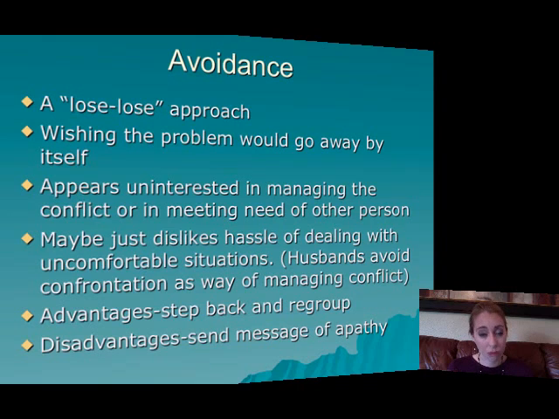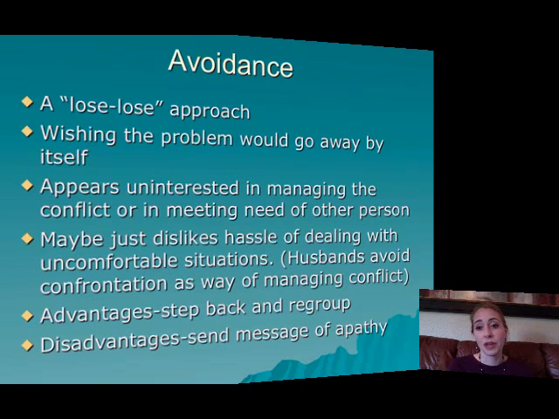Now, I will acknowledge that maybe sometimes you just dislike the hassle of dealing with an uncomfortable situation. I happen to be a conflict avoider, I will admit. I guess probably because of the way I was raised and my experience, I'm a pretty low-key, laid-back, peaceful person, and I like it that way. So I've had to work on being a little bit more assertive, and I've had to work on being open to uncomfortable situations when there's a conflict.